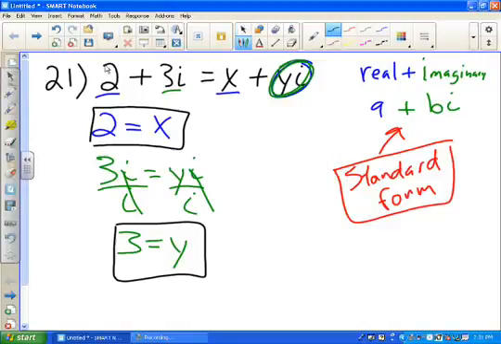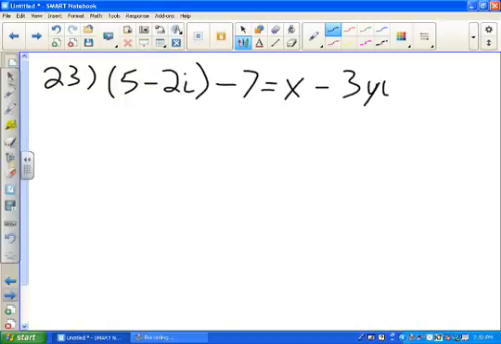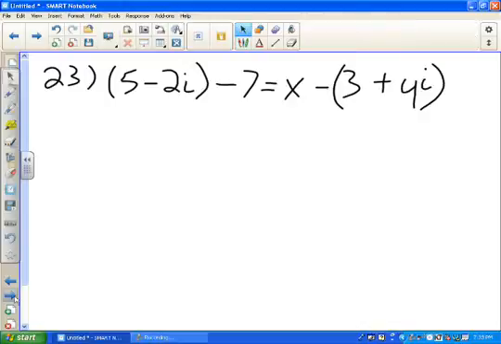Okay, let's do another problem. So for problem number 23, it's a little trickier, it looks different, but we're still going to do the same thing. We're going to combine all of the real parts and the imaginary parts, and in the end we should have a real component and imaginary component that make up a complex number, and then the x and y should correspond to those, where x corresponds to the real component and y corresponds to the imaginary component.